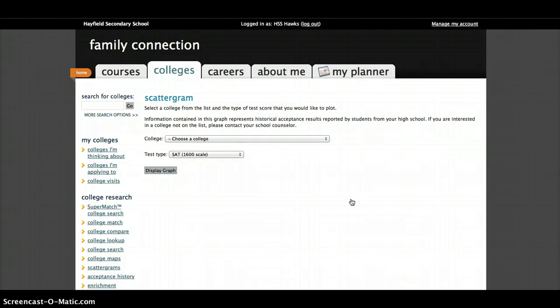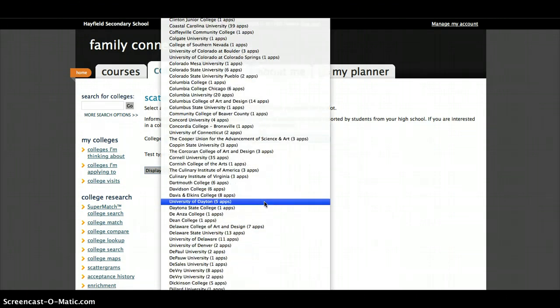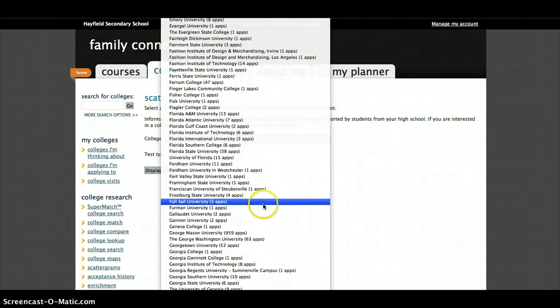So what the scattergram allows you to do is look at the acceptance results reported by other Hayfield students in previous years. You can see how you stack up to your peers and what admission decisions they got from the schools that you're interested in. Let's start with George Mason University. Scroll down till you find them.